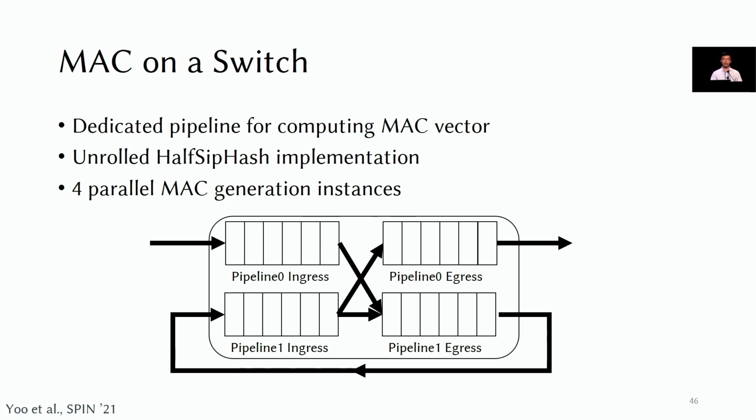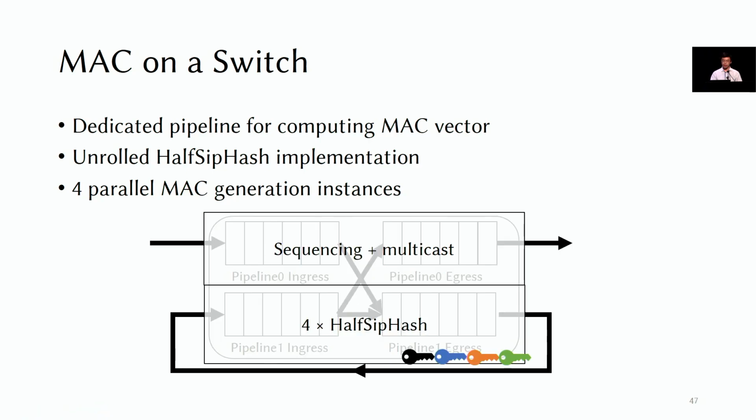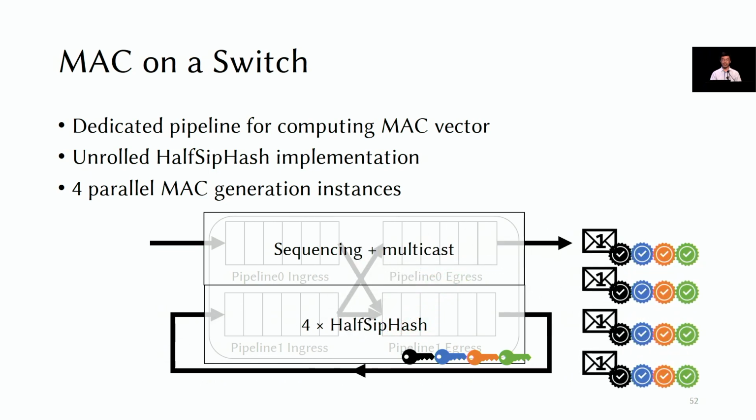The implementation uses two pipelines of a programmable switch. Pipeline 0 is for sequencing and multicast, and pipeline 1 deploys 4 parallel MAC generation instances. Messages first get sequenced in pipeline 0, then recirculate in pipeline 1 until 4 MACs are generated. Then they go back to pipeline 0 and are multicast.